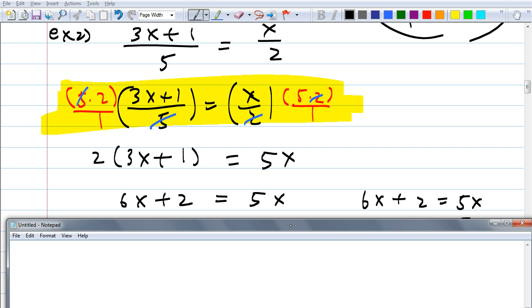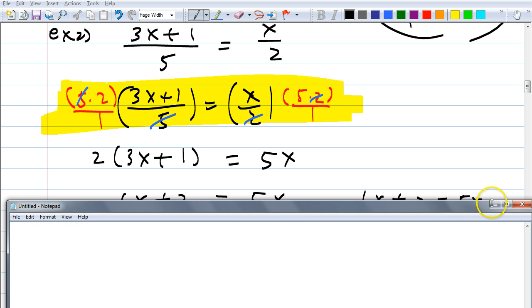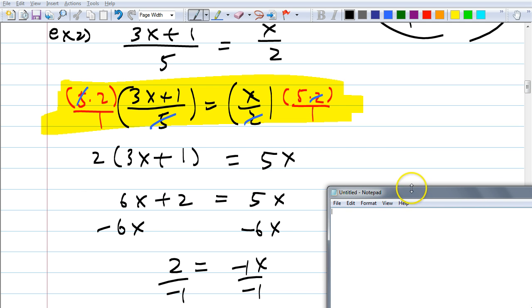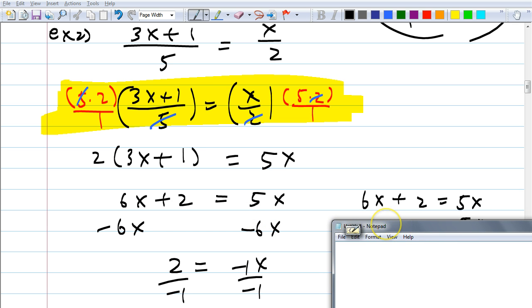Should I get rid of the 6x or 5x? How many people say get rid of the 6x? Raise your hand. How many people say get rid of the 5x? Okay, it doesn't matter. Does it matter, really? No, it doesn't matter. So let me get rid of 6x first. Then when you get rid of 6x, don't you get negative 2 as the answer? Because you get 2 on the left side. You get 5x minus 6 is negative 1, right? X. What if you got rid of the 5x?